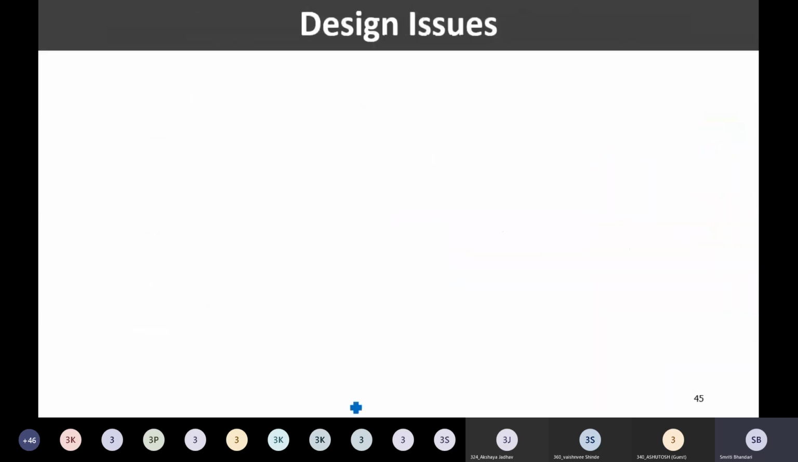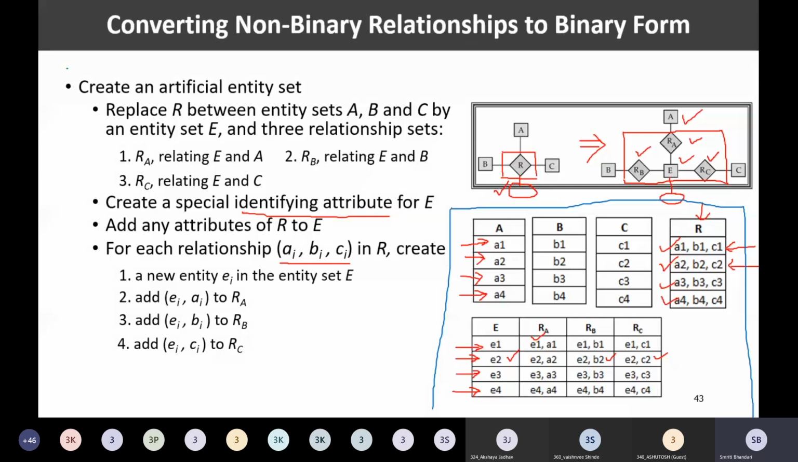Okay, so next time we are going to discuss few important design issues, and also focus upon few remaining concepts related to the ER model like weak entity set, strong entity set, then specialization, generalization, and also aggregation. Okay, so let's stop today. I hope you must have understood these concepts. If you have any doubts, please let me know.